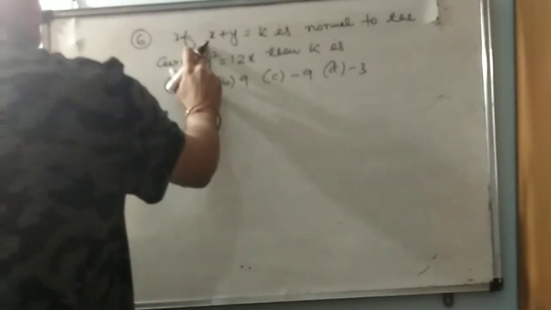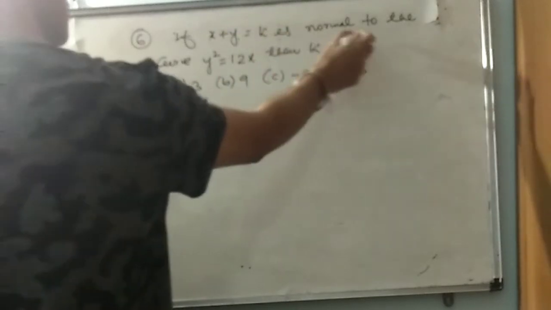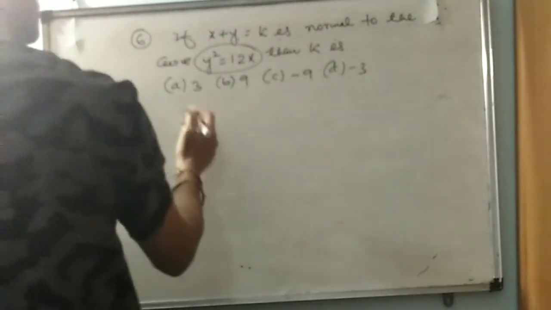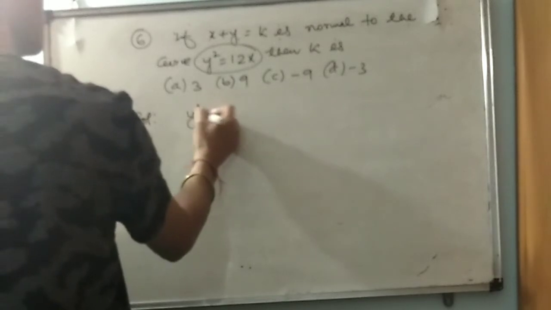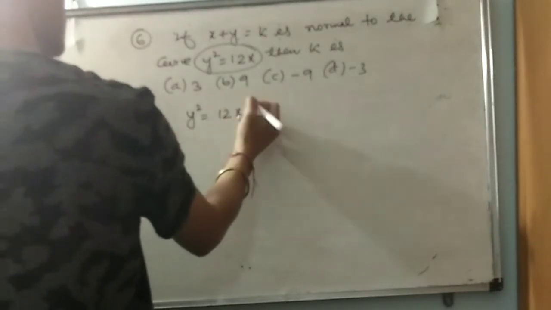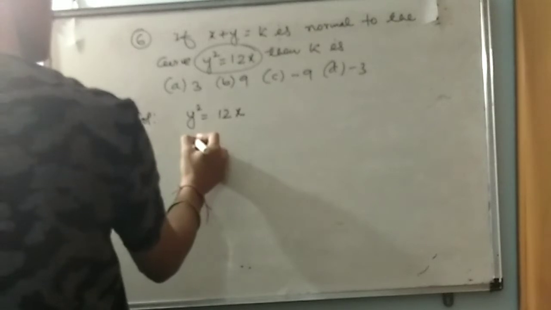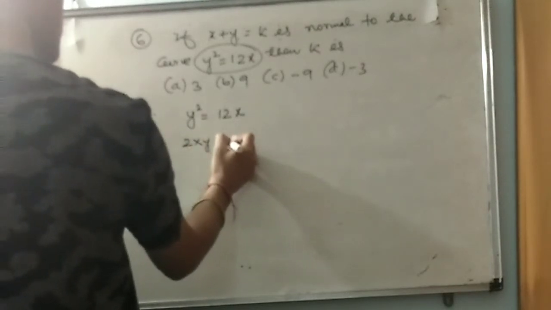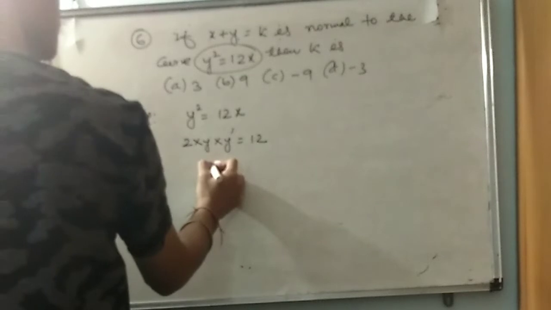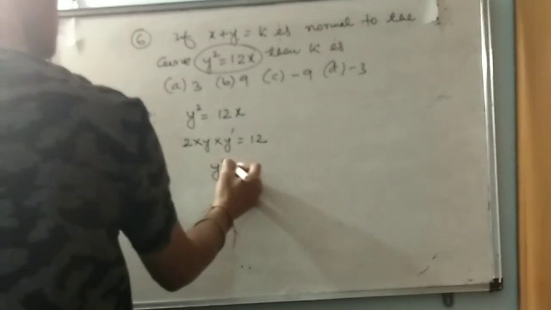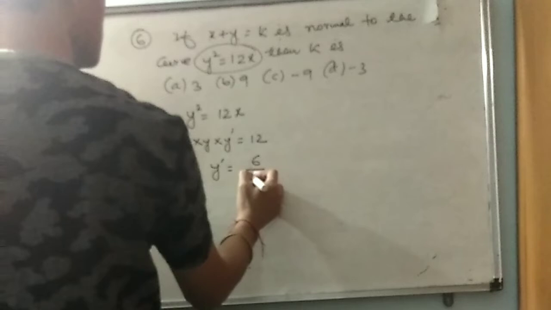Well, this is a question based on application of derivative. x plus y is equal to k is normal to the curve y square is equal to 12x. So as it is known to you, to find the condition for normal, first we need to differentiate it, which will give us 2 into y dash is equal to 12. So that gives us y dash is equal to 6 upon y.